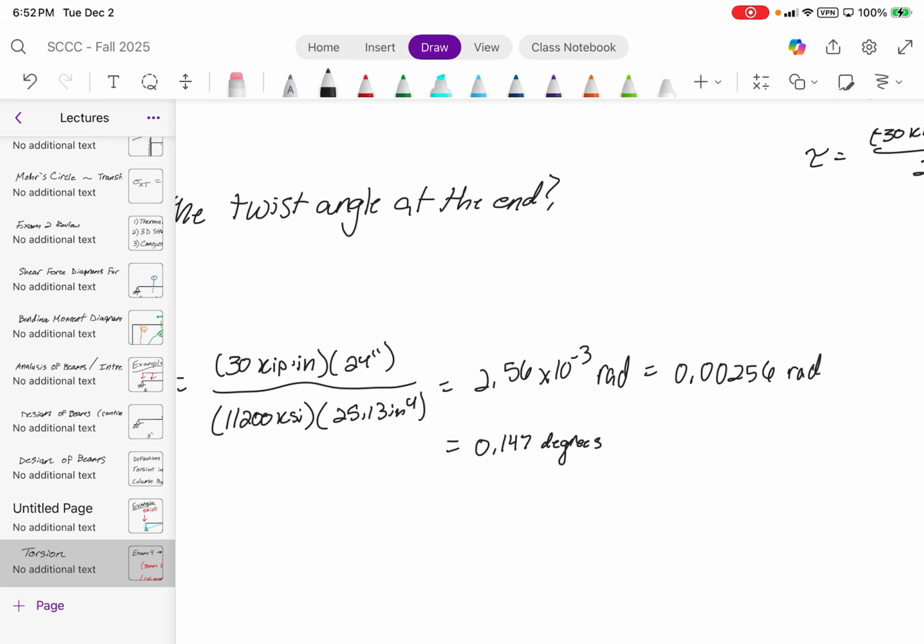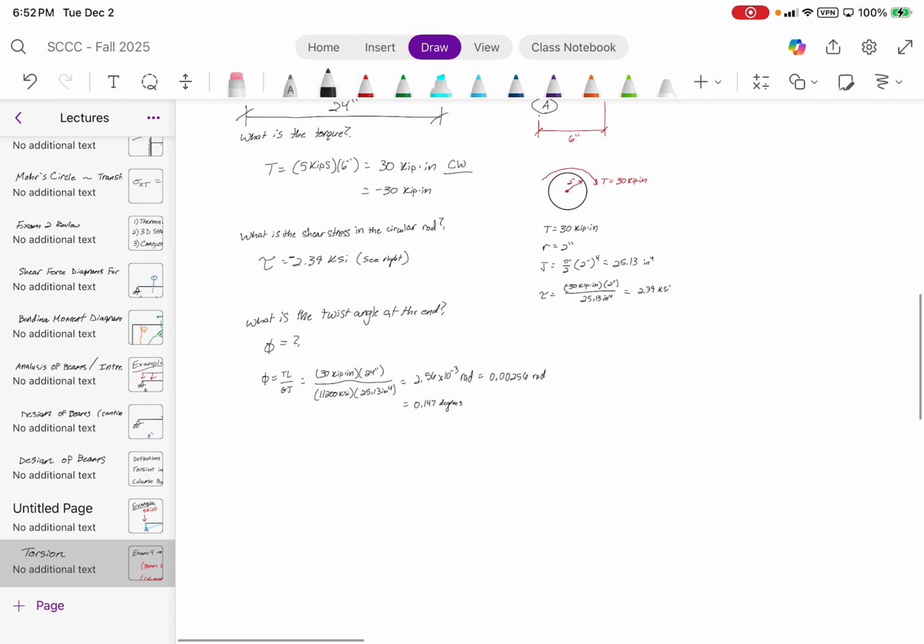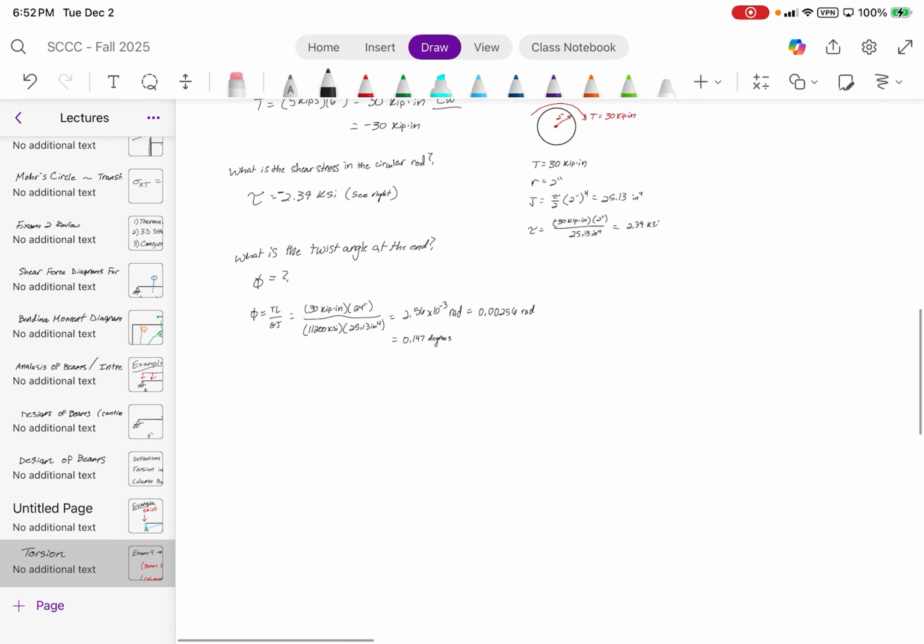So it's a very small twist. Again, these deformations should be very small. We are dealing with linear elasticity and the elastic region, which makes the assumption of small deformations. It's something we've been dealing with all semester. So you shouldn't be getting 9,000 degree rotations. All right.